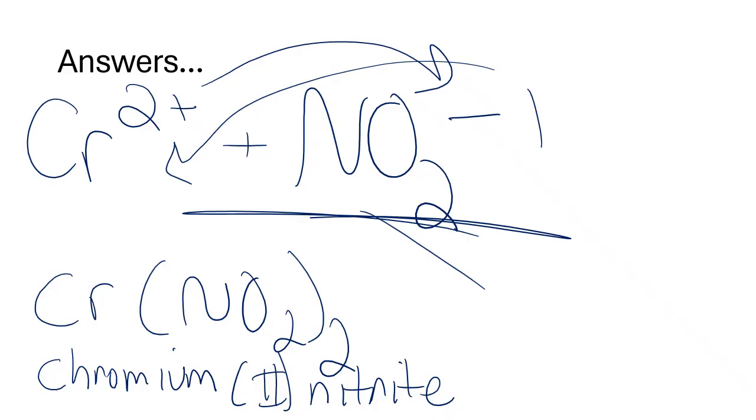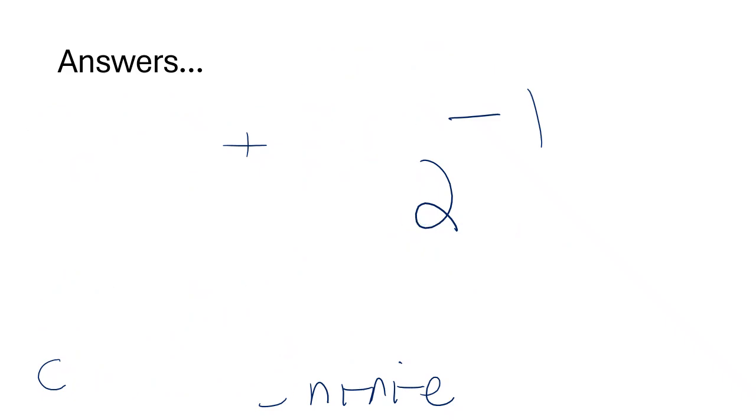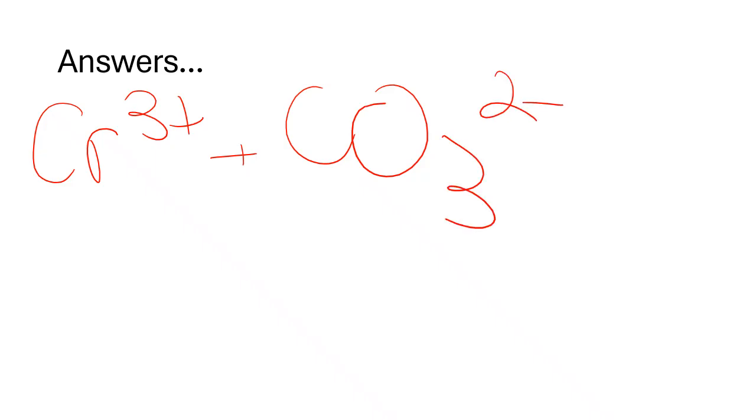We don't change the wording of the polyatomic to "ide" or anything. Like earlier with just 2 elements, without a polyatomic we would change it to "ide," like sodium chloride. Here we keep the name the same. The next one shows that chromium, being in the transition metal area, can change charges. Now we have a Cr 3+ and CO3 2-.